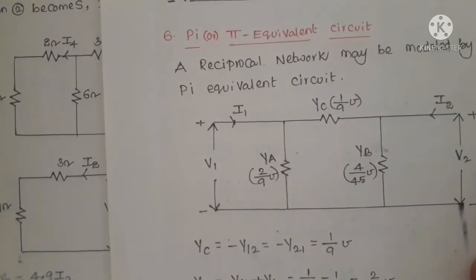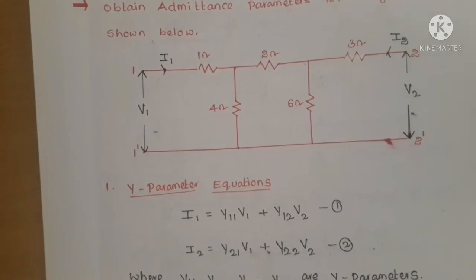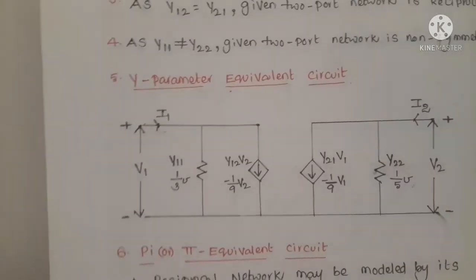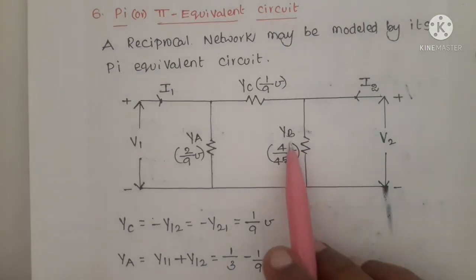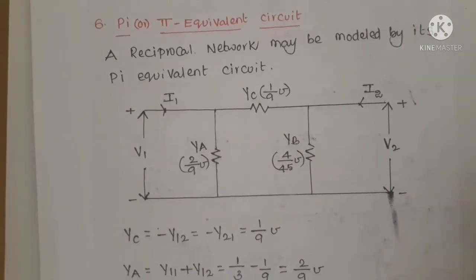Here these three circuits are one and the same. This is the given original circuit, the two-port network, and this is the Y equivalent circuit, and this is the pi equivalent circuit. From a performance point of view, these three circuits are one and the same.